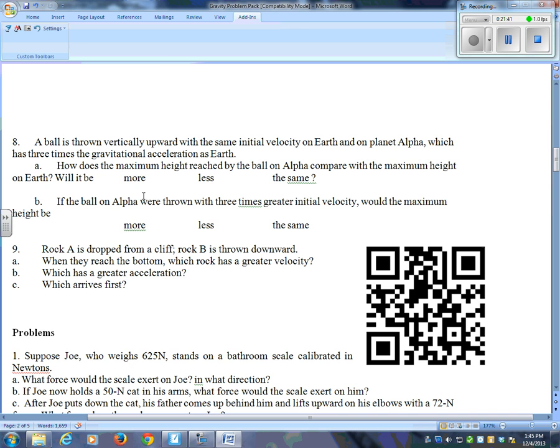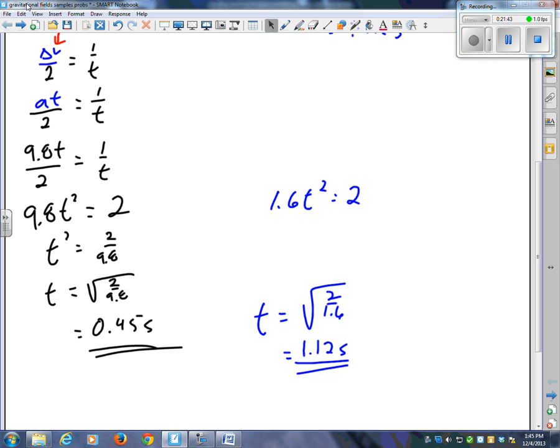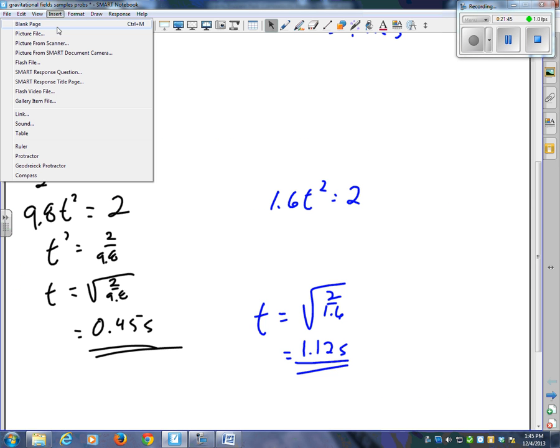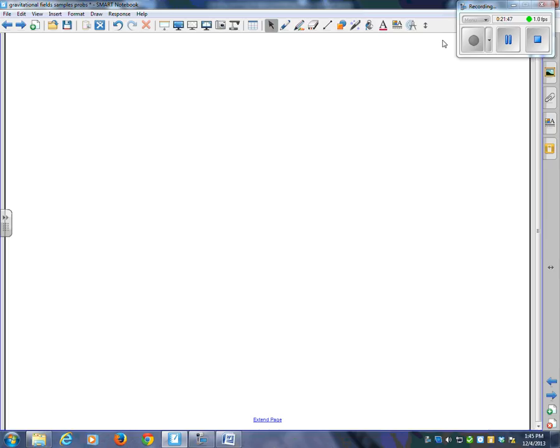We're going to do it right over here. It'd be faster just to go to Alpha and throw. Does it matter what initial speed I pick? As long as they're the same, right? Planet Earth, we're going to say 9.8. Planet Alpha, 3 times 9.8, about 29.4.